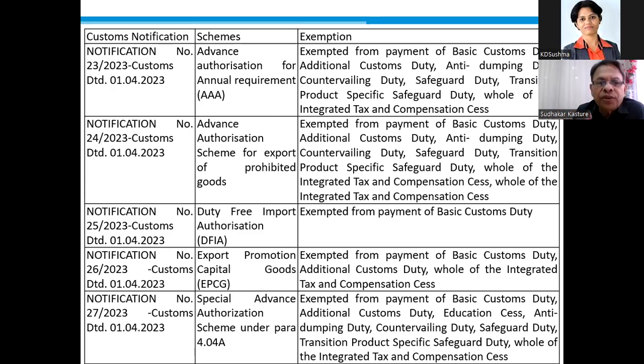Notification 24, duty-free import authorization, DFIA scheme. Notification 26, export promotion capital goods scheme. And notification 27, special advance authorization under schemes under para 4.04A. The right side gives you the list of which duties are exempted, etc. So you can refer to these notifications and correct it. Then take advantage of it.